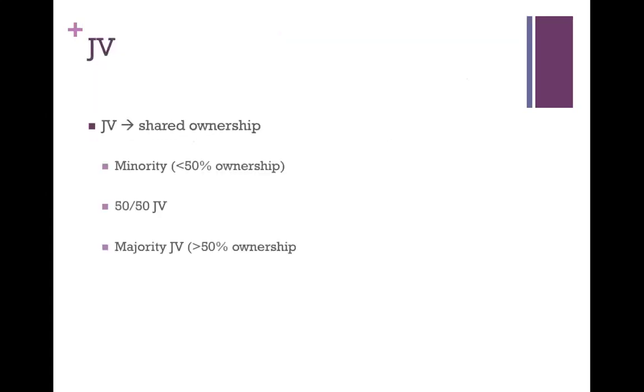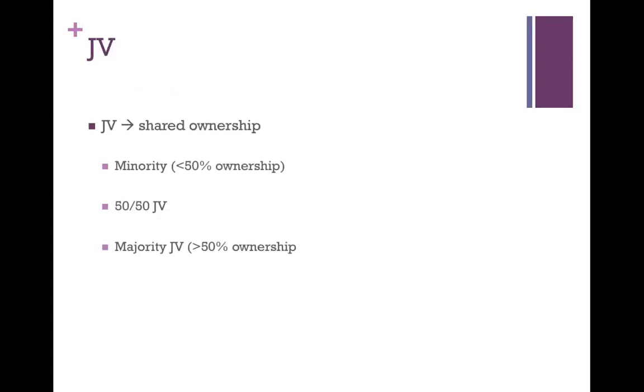Now the next one is JV, shared ownership. We can become the minority owner, that means less than 50% ownership, or we can enter a 50-50 joint venture, or we can become the majority owner where we own more than 50%. Again, there are pluses and minuses with this type of ownership. With minority ownership, we do not have full control of the organization.